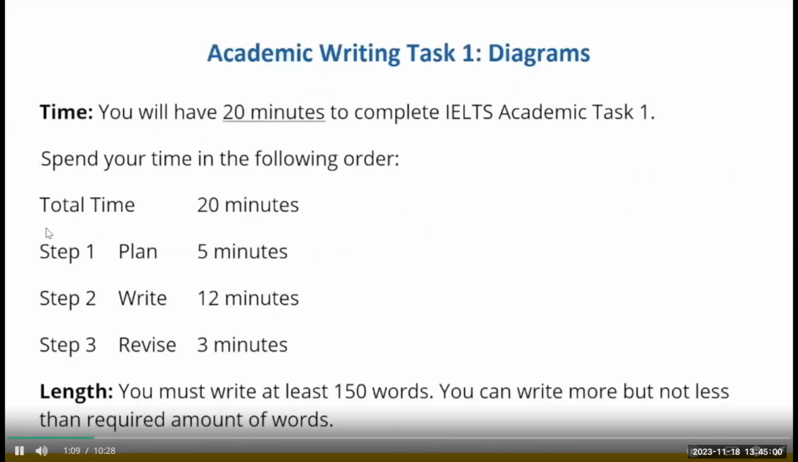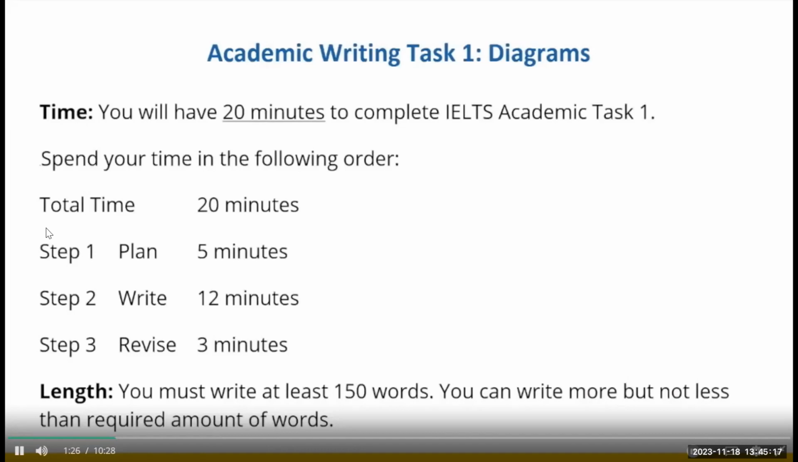In this slide, we'll have a brief overview of academic writing task 1 about diagrams. A diagram essay looks quite similar to a graphic essay, but it has different requirements to accomplish during this task. You'll be given the same amount of time, 20 minutes, to complete this task.